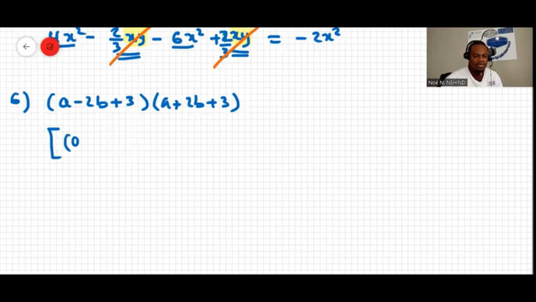I'll write it like a plus 3 minus 2b, which is basically the same thing as this one. This is the same thing as that. I just move the negative 2b over and then move the 3. I just swap these two. So I have a plus 3, I'll group them, minus 2b.